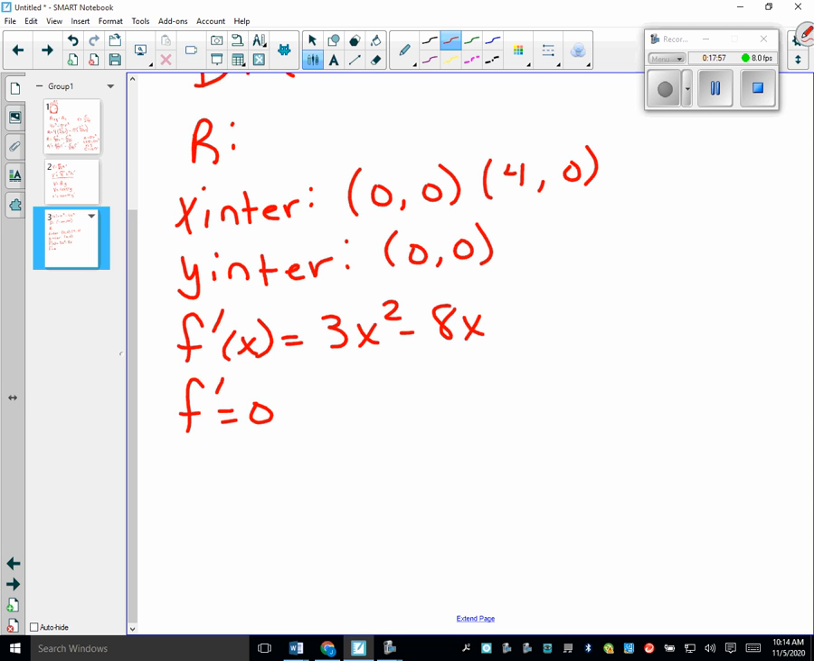When is f prime equal to 0? Never. Yes, it is. Okay. 3x squared minus 8x. Well, it's 0 and 0, obviously. 0 and 8 thirds. 0 and 8 thirds. Okay.